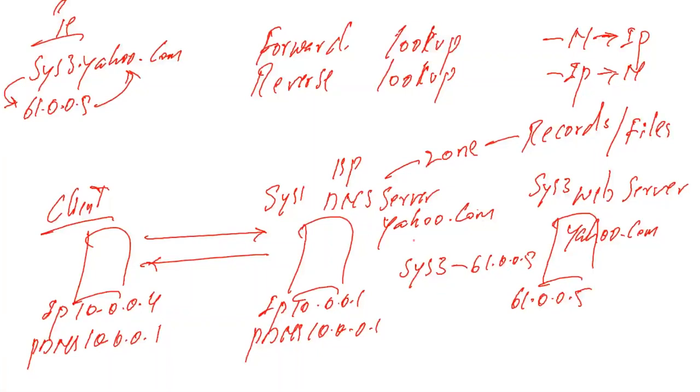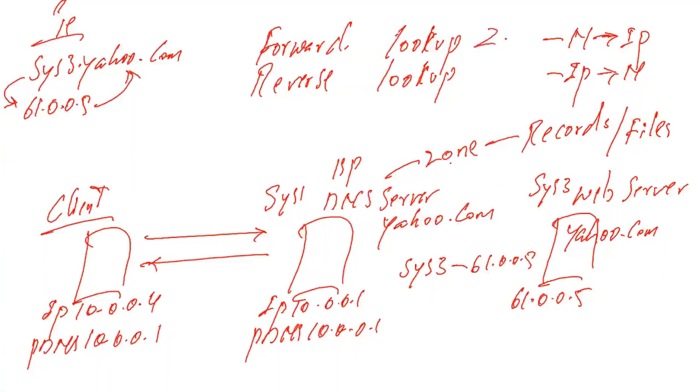So yahoo.com is called a zone. In that we are creating system3 as one record, and the IP address as one record. So DNS runs by the help of zones. DNS contains zones, and zones run by the help of records. So DNS contains zones and zones contain what here? Records here. But how many types of zones do we have?